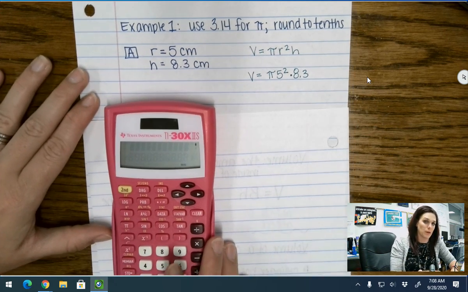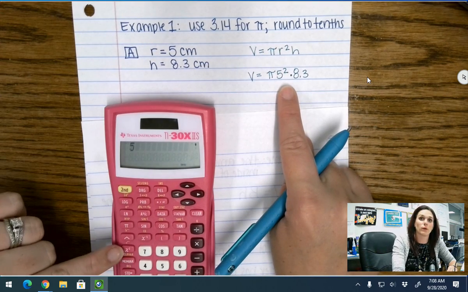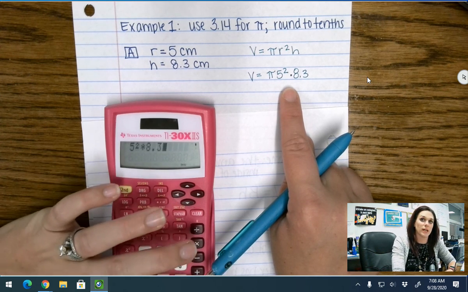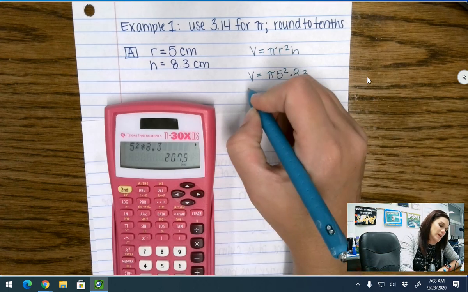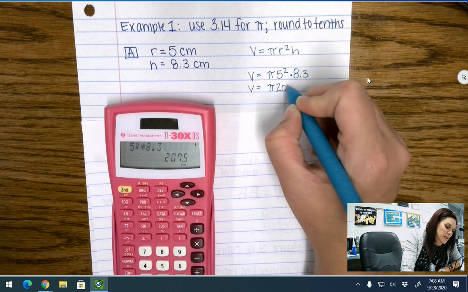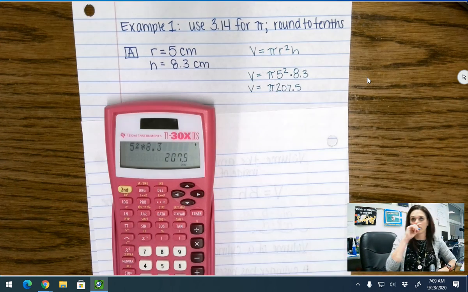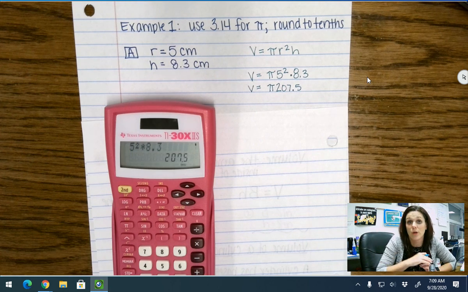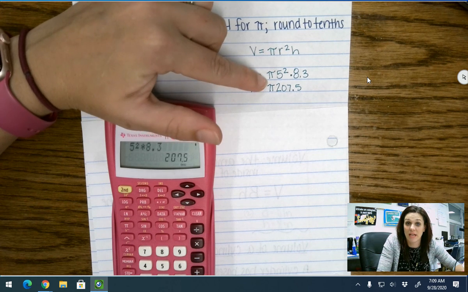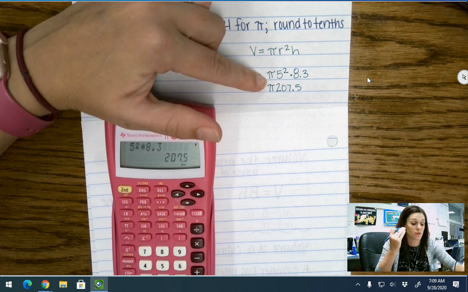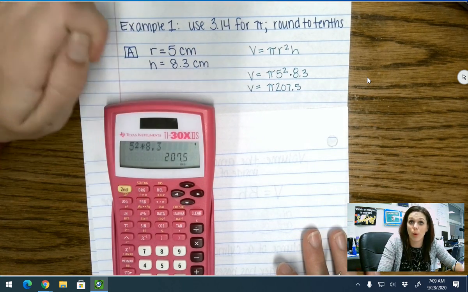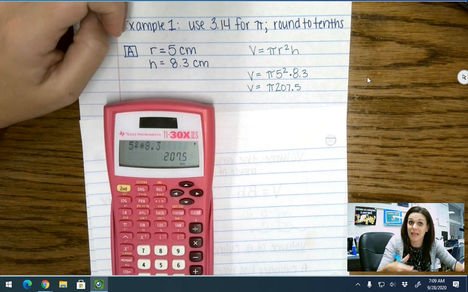All right, so I'm going to go ahead and type in 5 squared. Now remember, we have our x with our little 2, times 8.3, equals. So right now I have volume equals pi, and then I have 207.5. Now really the pi symbol would be after it, but I want to show you this is the most perfect answer that you could give in terms of pi, just like when we are working on areas of circles. Okay, in this problem they tell me to use 3.14, but 207.5 pi is mathematically the correct answer.